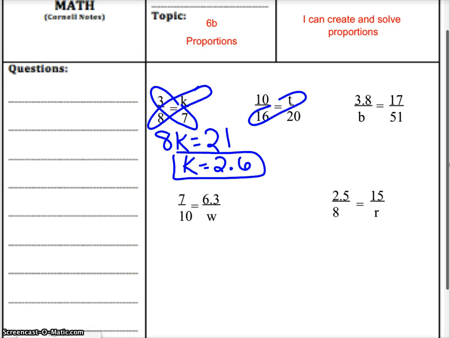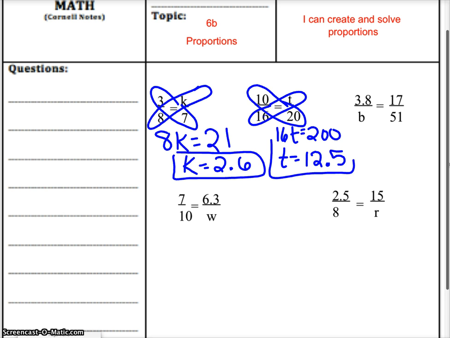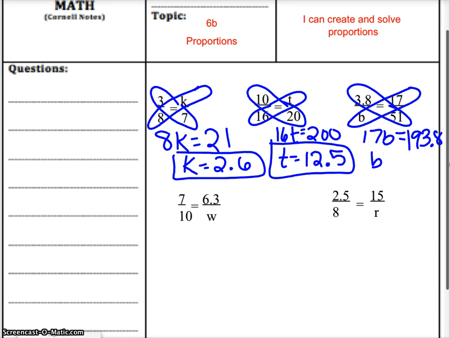Next one, 16t equals 200. Setting their cross product equal. So t equals 12.5. Okay, again, setting cross product equal. 17b equals 3.8 times 51, which is 193.8. And dividing, and you get 11.4.